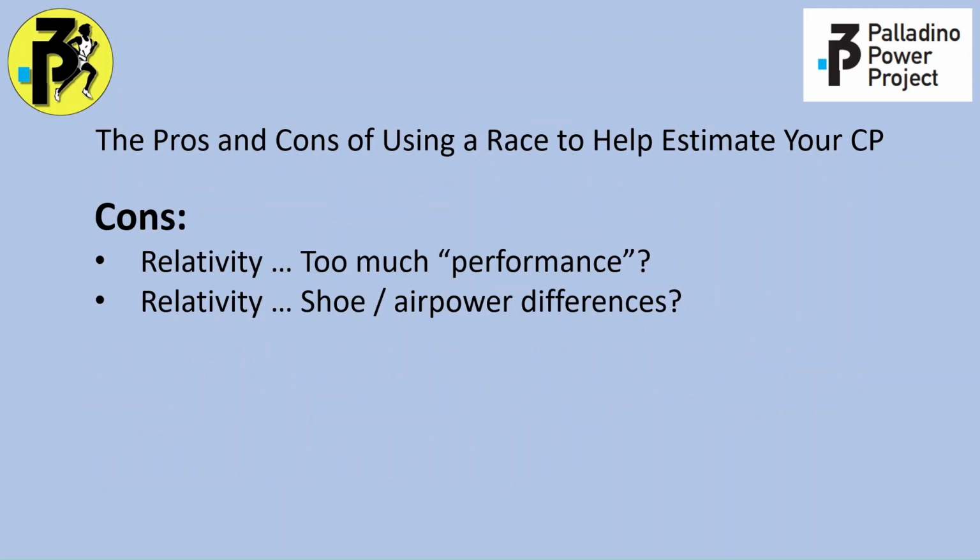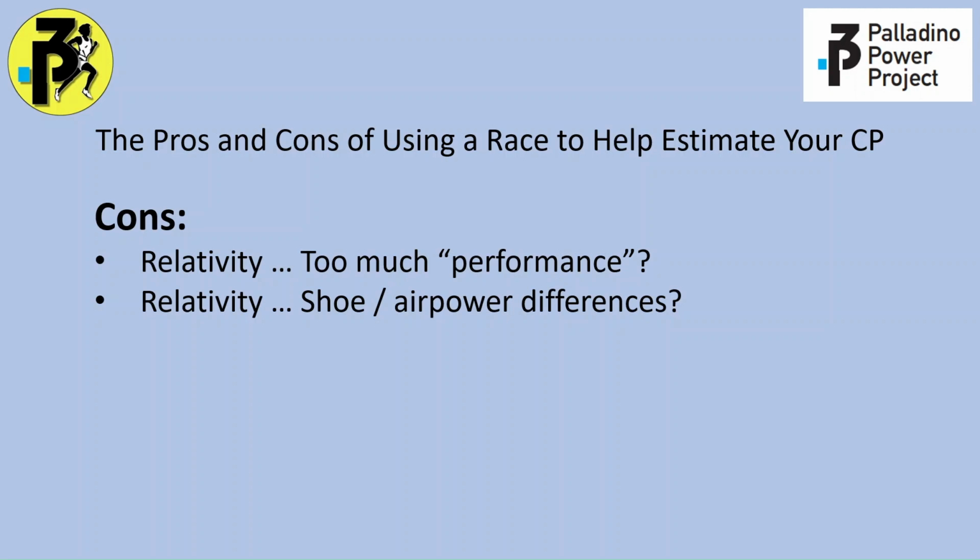The next one is, are there shoe or air power differences? So some people will bring out their fancy race shoes when they go to the race. Maybe they bring their Vaporfly with the angled laces and the pod is oriented off towards your fifth toe, and you get lower air power. So is that data that you're getting from that race going to be applicable to the shoe and the conditions in which you're going to be training?